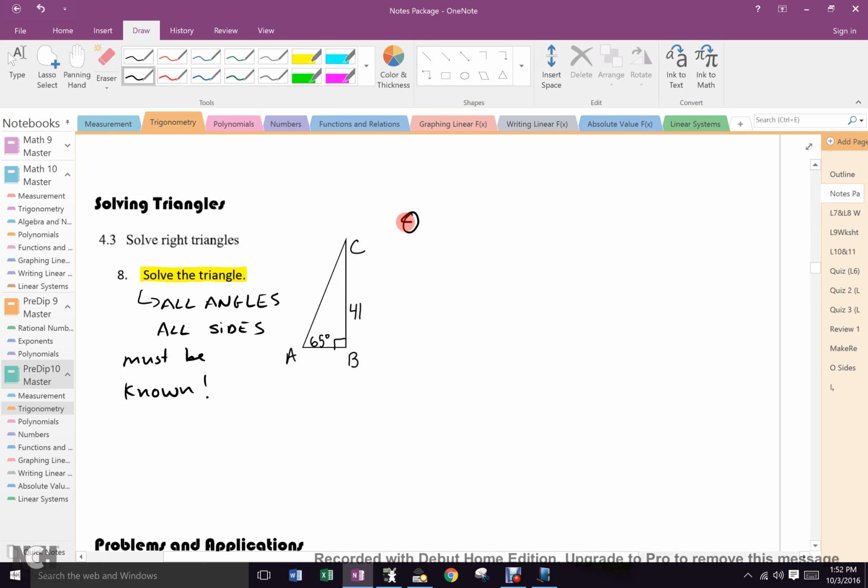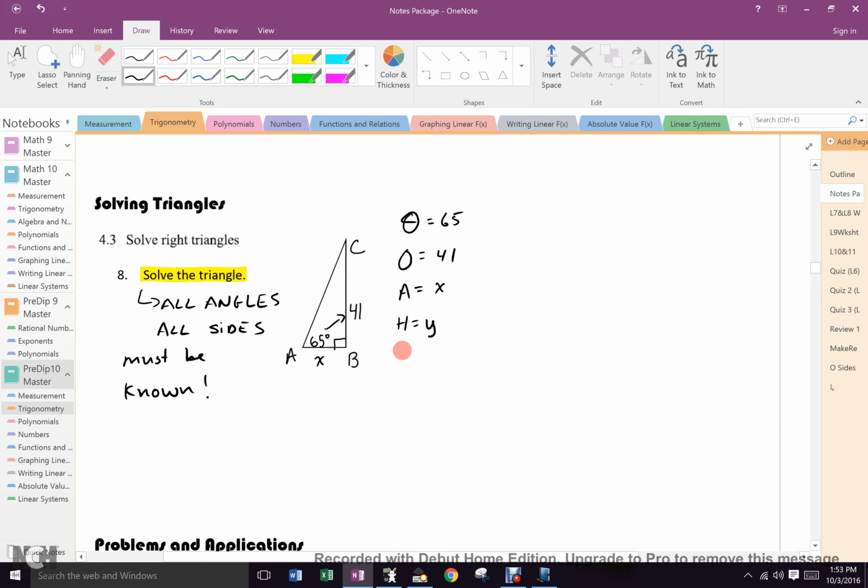I see I have a theta of 65, and I start working from there. Okay? The only thing I have from 65 is an opposite of 41. Yes? My adjacent is unknown, so I give it an x. My hypotenuse is unknown, so I give it an x. Not an x. I can't give it an x. Why can't I give it an x? Because I need a different variable.